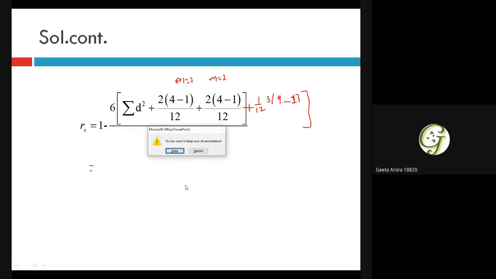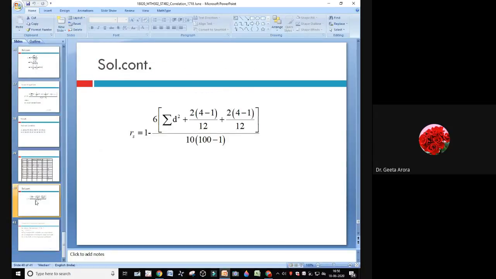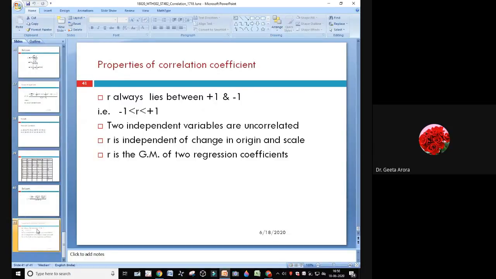Correct. So we have done with the correlation today. We have done with the correlation. And one more slide is there if you want to read. Actually, it is hidden. It was hidden in the slideshow. So let's read out from here. That R always lies between +1 and -1, which is correct. We have seen two independent variables are uncorrelated. Obviously, when we are getting R as 0, we can say they are uncorrelated or they are independent.